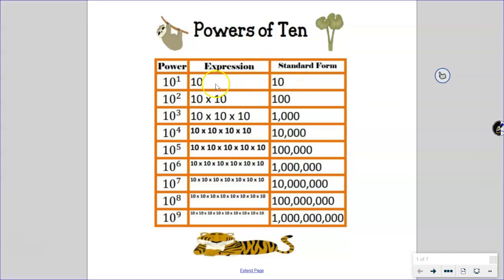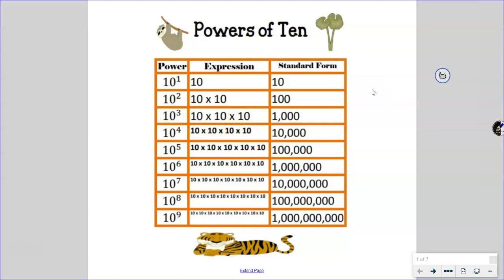So you know that the number 10 is just 10, but that 100 can be made by multiplying 10 twice. And that 1,000 can be made by multiplying 10 three times. And that 10,000 is made by multiplying 10 four times. And we can use exponential notation. So if we're multiplying 10 two times, that's the same thing as 10 to the second power. And if we're multiplying 10 three times, that's the same thing as 10 to the third power.